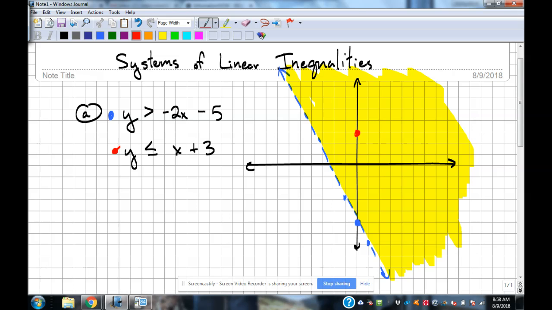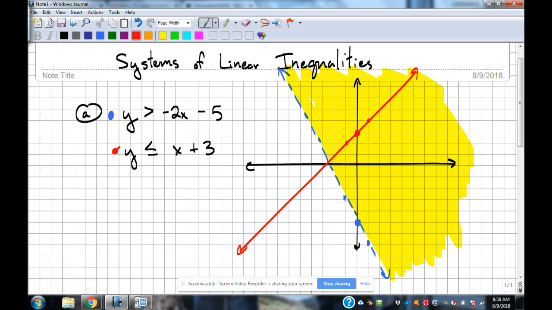Slope is how much? 1. So what do we do? Up 1, right 1, or down 1, left 1. We can do either one. Solid or dotted? Solid, because it's got the equal to mark. That tells us to put a solid line. Nice solid line there.